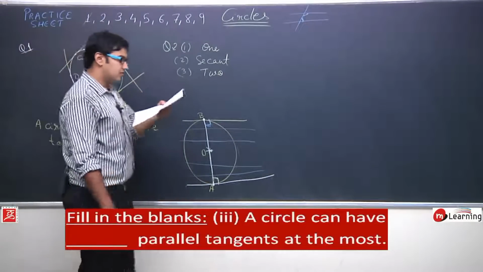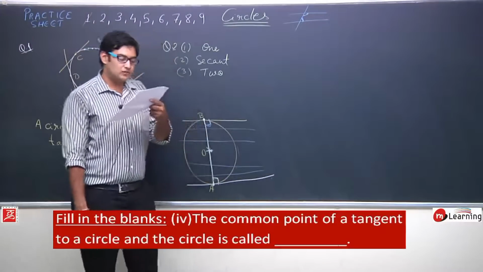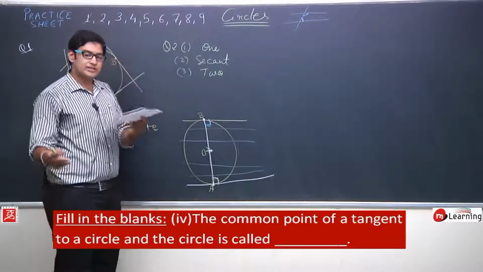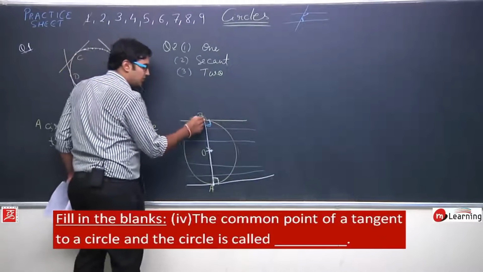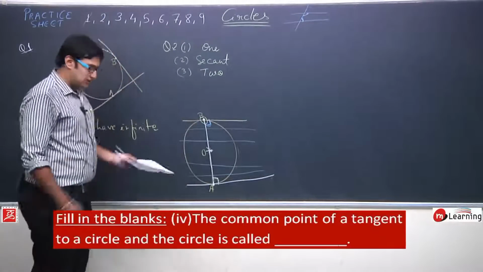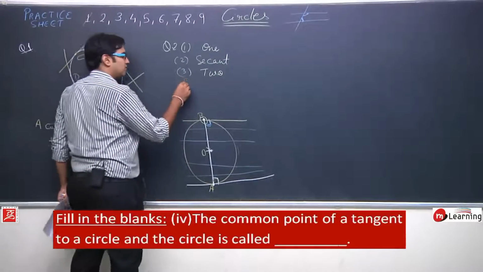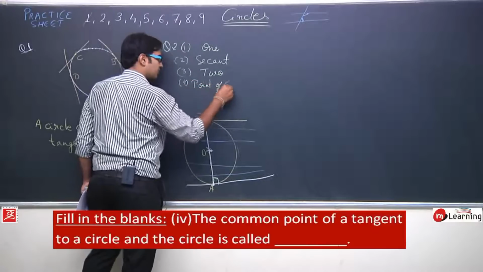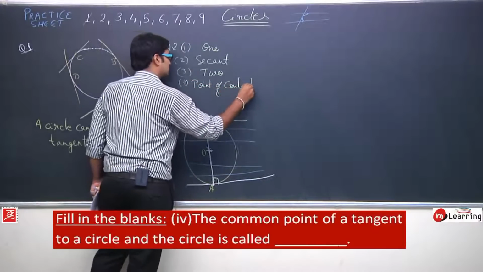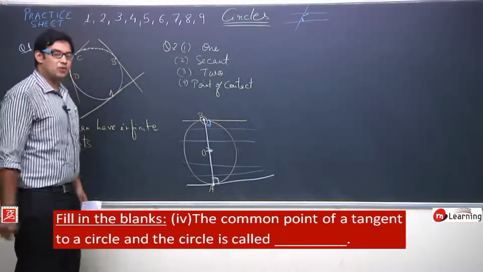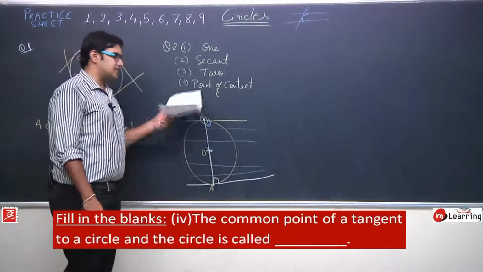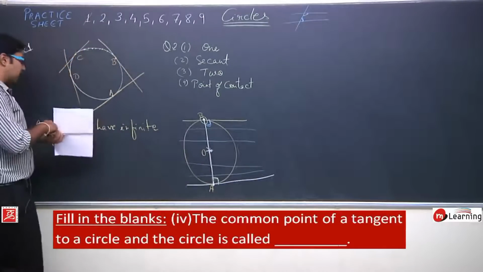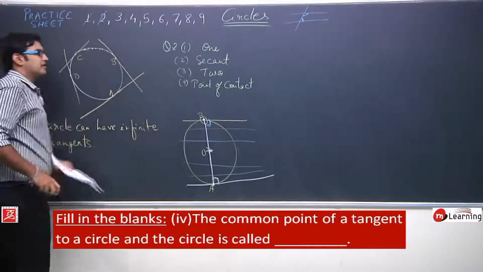So this is the third one. Then the fourth one: the common point of a tangent to a circle and the circle is called dash. What is the name of this common point of this tangent and the circle? The name of this common point is the point of contact, at which this tangent is drawn. So this is the solution for the second question. It's very simple.